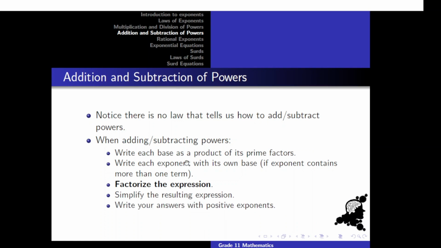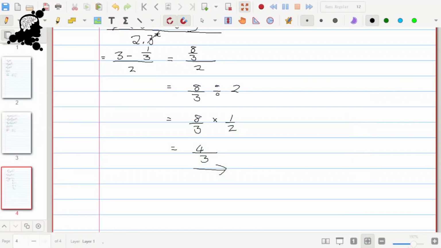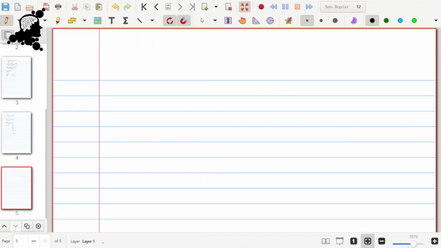All right, let's look at the next question. So there's our second question. Let's copy this down. So once again, new sheet of paper. We have 4 to the power x minus 1 plus 4 to the power x plus 1, all over 17 times 12 to the power x.